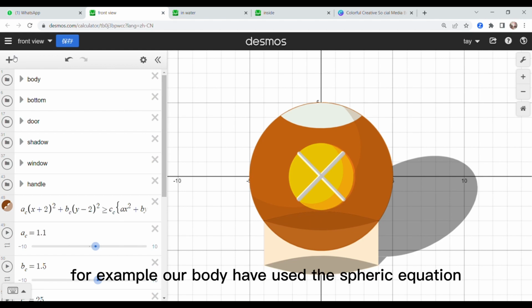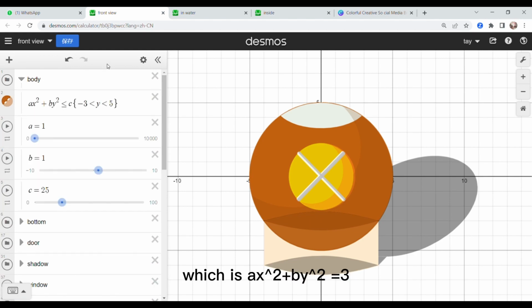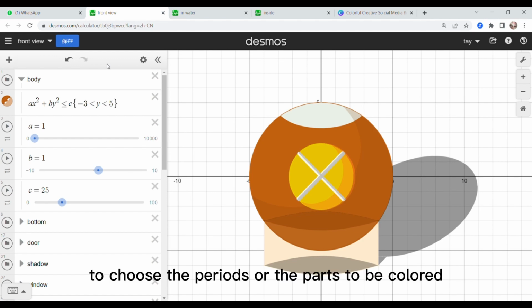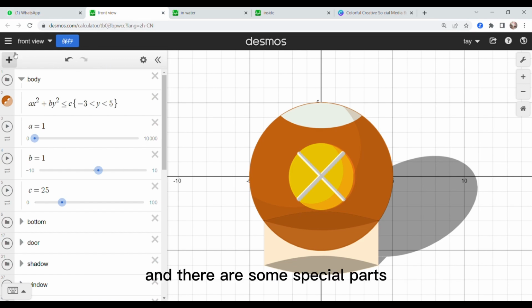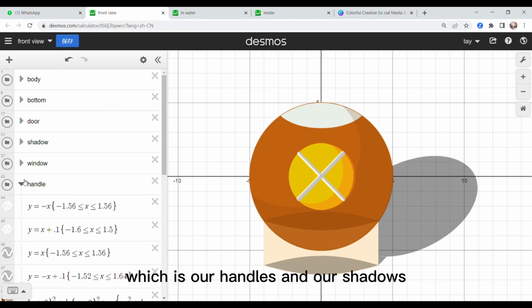For example, our body uses the spheric equation, which is ax squared plus by squared is equal to 3. While inequalities are mainly used for coloring by setting up the range to choose the parts to be colored. And there are some special parts that we added to make our product look more 3D, which are our handles and our shadows.